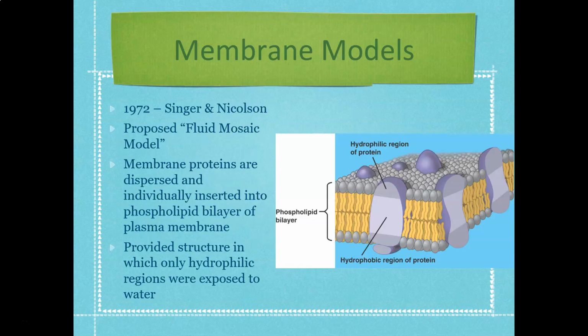So 1972 comes around and a new model gets proposed by Singer and Nicholson, and they propose the fluid mosaic model. And this is still the model that we're using today. And basically what they said is that those membrane proteins had to be dispersed throughout the membrane itself. So they were individually inserted within that phospholipid bilayer as a way to account for those hydrophilic and hydrophobic regions, so that the hydrophilic regions of the proteins would have stuck out on either side of the membrane, just like the phospholipid heads, and then the hydrophobic regions would be buried inside the membrane along with those fatty acid tails.